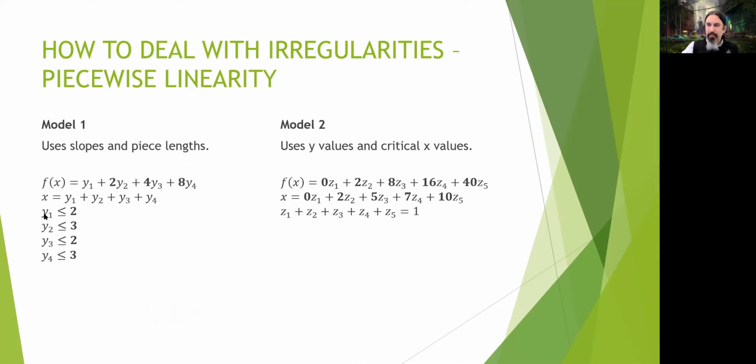And you know that these are the lengths anyway. Y values are your lengths, so y1 should be less than 2, y2 should be less than 3, etc. And in the second model, okay, this just works. We see that it's working. How it's working, we have to analyze it to really understand. But as I said, it uses slopes and piece lengths.